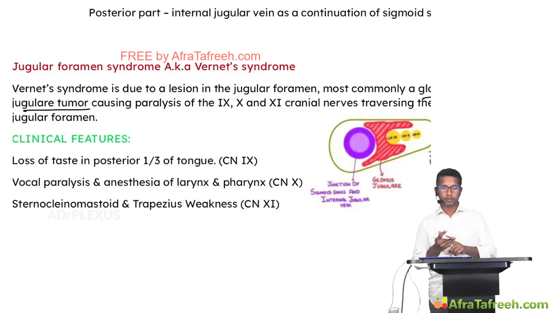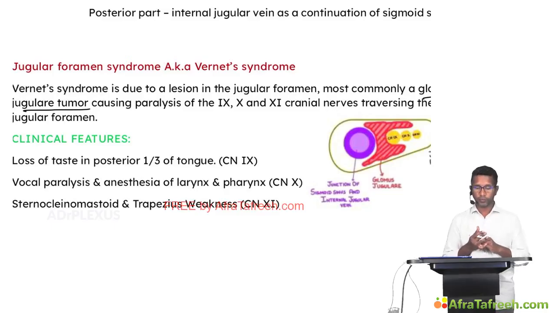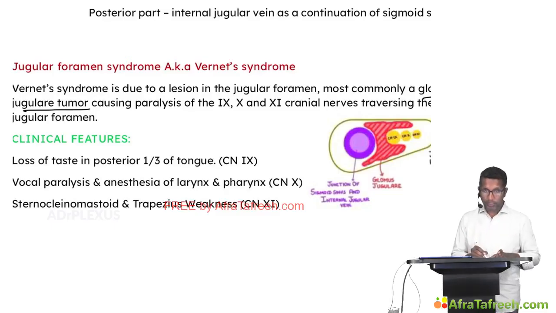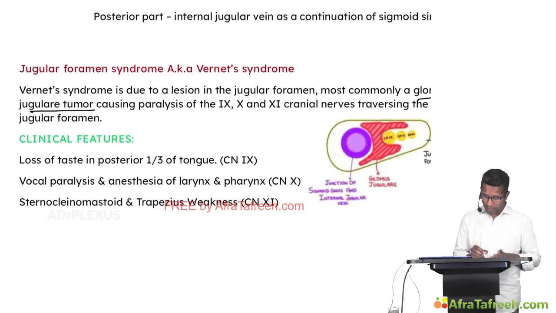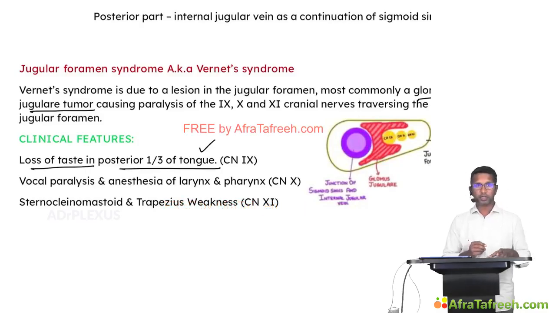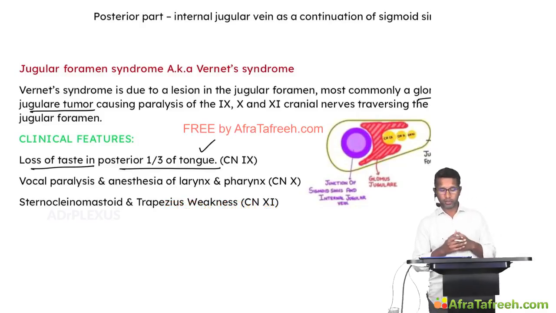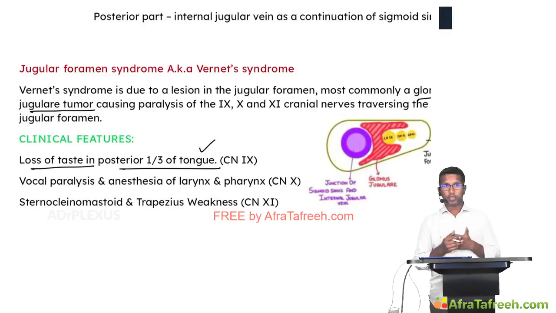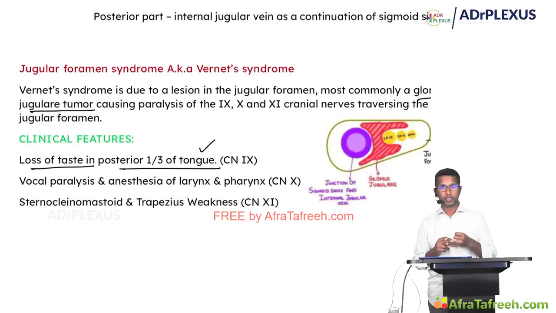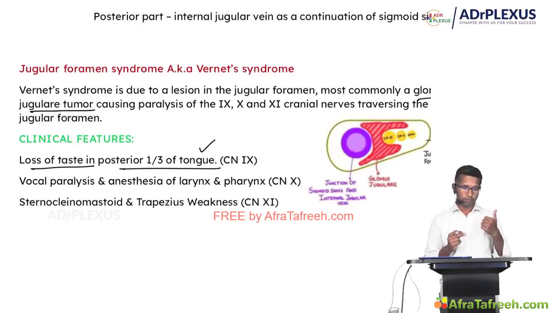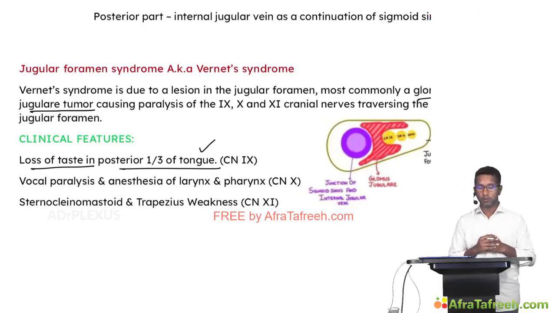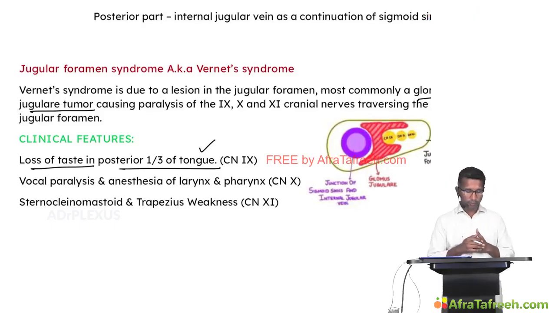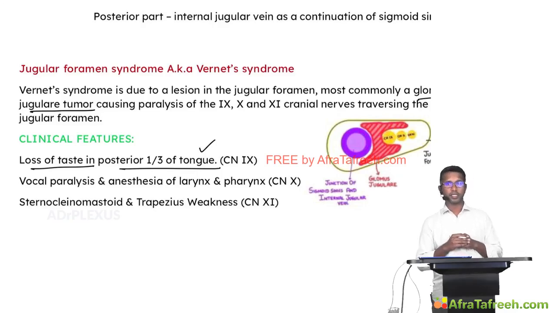that is the glossopharyngeal, vagus, and the accessory nerve. When the glossopharyngeal nerve is affected, there will be loss of taste sensation in the tongue. In which part of the tongue? In the posterior 1/3 of the tongue. We have discussed in the previous talks that in the anterior 2/3 of the tongue, general sensation is carried by the lingual nerve, and taste sensation is by the chorda tympani through the lingual nerve. From the posterior 1/3 of the tongue, the taste sensations are carried by the glossopharyngeal nerve.